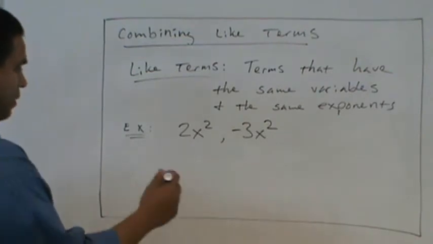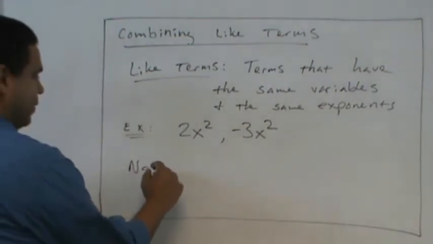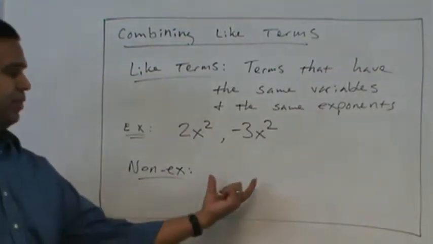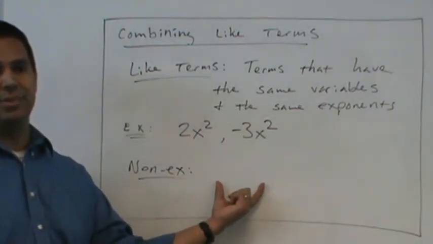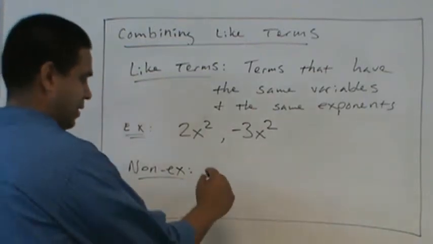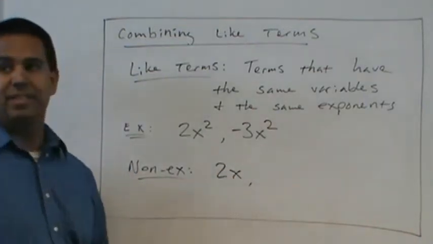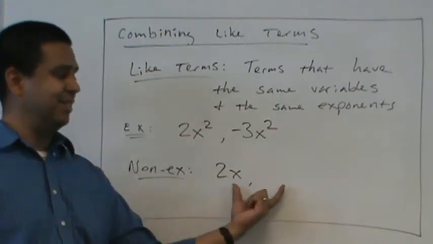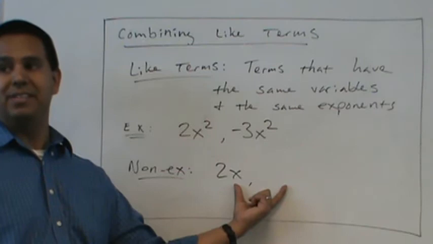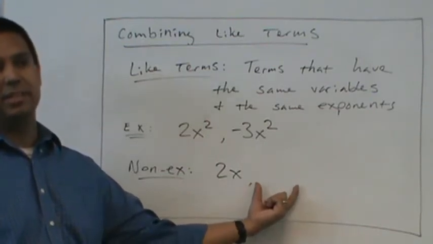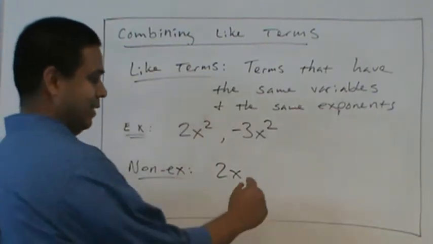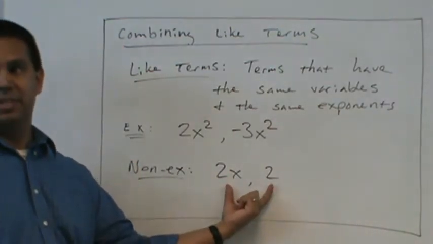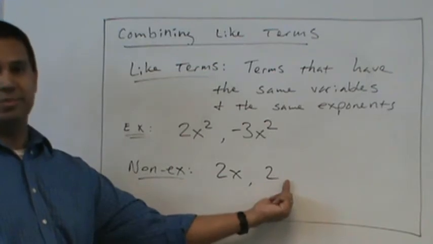What would be a non-example? Okay. Anyone can give me a non-example? Who can give me two terms that are not like terms? 2x and? 3x. Well, if we use 3x, would they have the same variable? Yes. So what would be another one that would not make it? Okay. Just 2? 2x and 2. These are not like terms, because this doesn't have the variable.